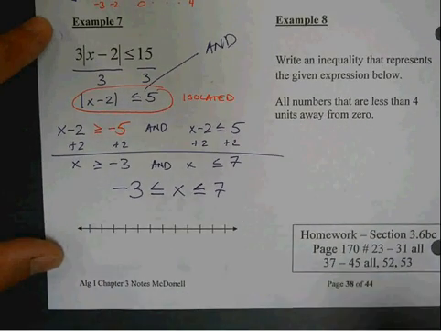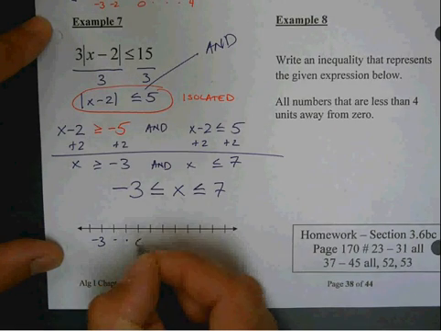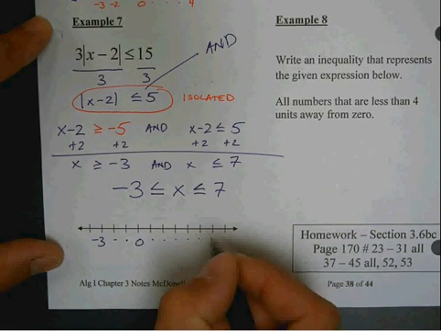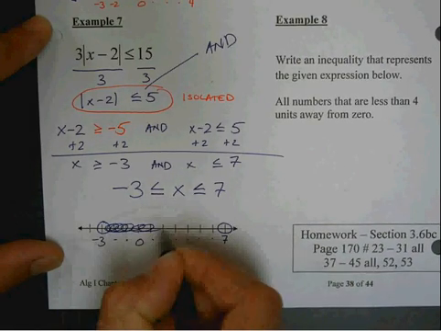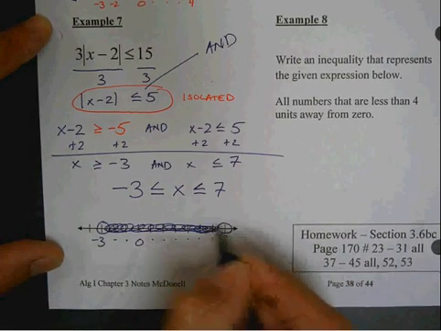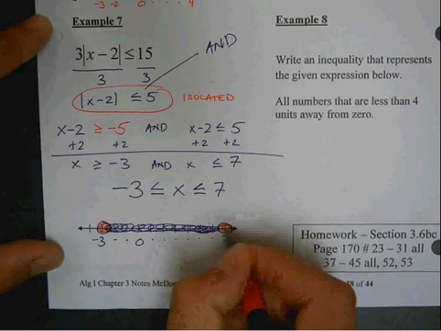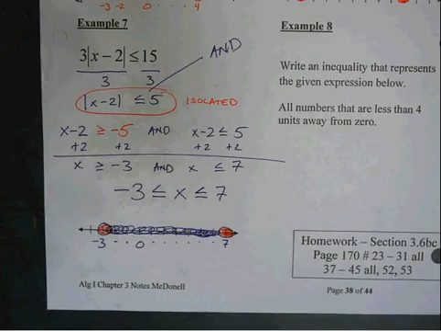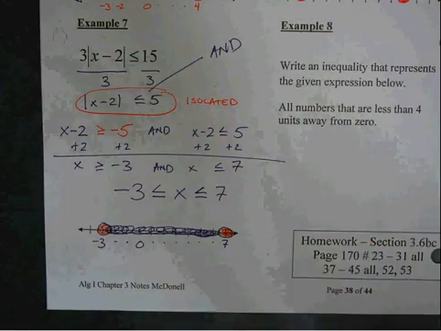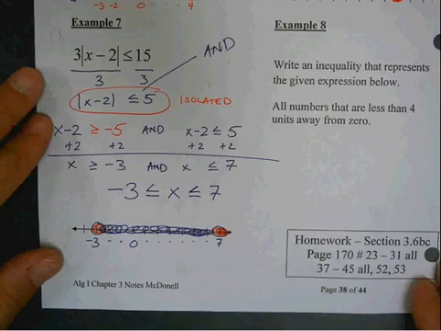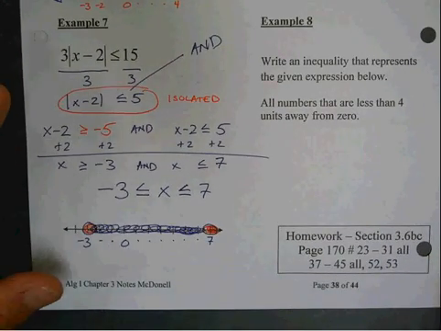So negative 3, 2, 1, 0, 1, 2, 3, 4, 5, 6, 7. Do I fill in my circles? Yes, I do. All right. So that's pretty much the summary of all the things we've done so far. Now our last one is just an interpretation of words translating into a graph.